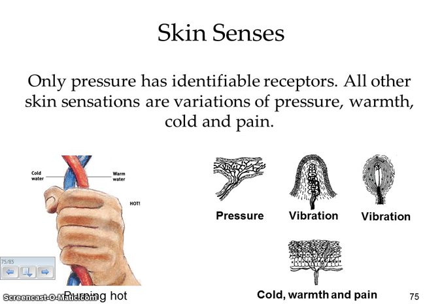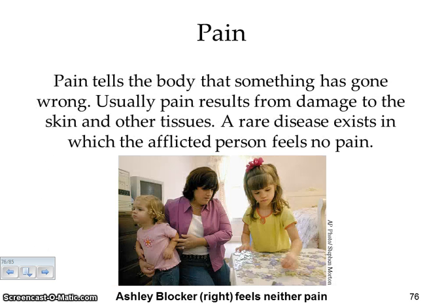Of our skin senses, only pressure has identifiable receptors. All other skin sensations are variations of pressure, warmth, cold, and pain. So we can feel pressure, vibration, cold, warmth, pain. You can tell that one is cold water, one is warm water, and then hot, and our reflex is to drop it. So pain is good because pain actually tells our body that something has gone wrong.